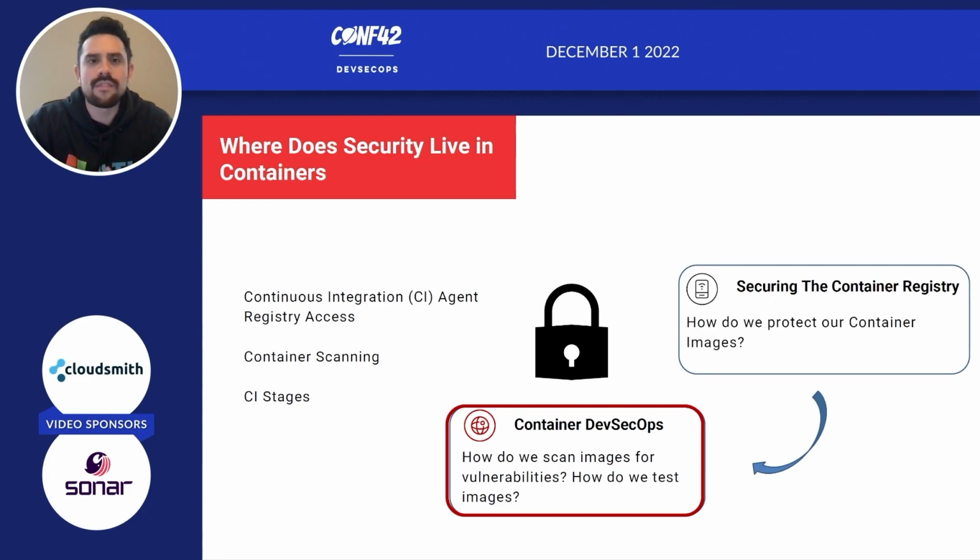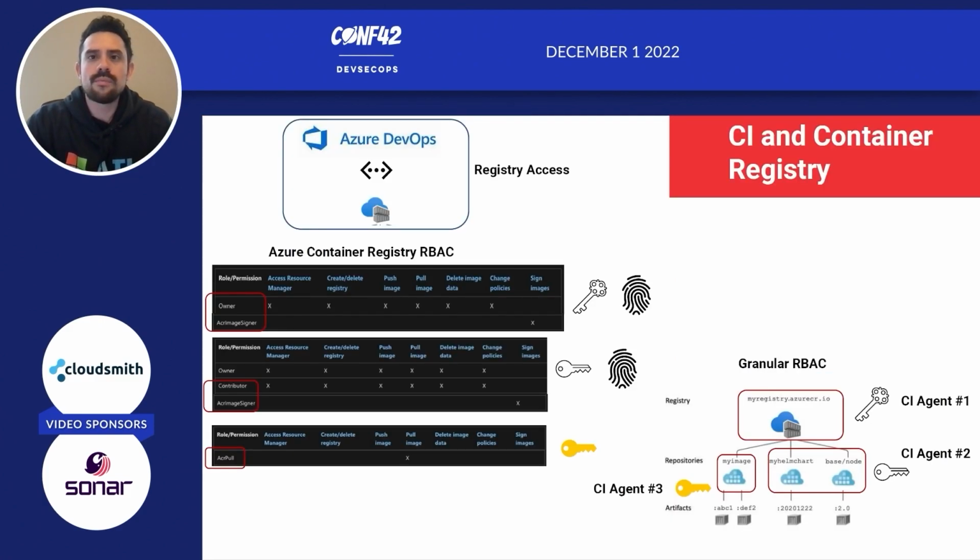And again, we're going to cover a few topics here, from ensuring that the CI agent can have access to the registry, to what is container scanning and the various CI stages. So first, when working with CI pipelines and container registries, it's important to first make sure that your CI solution, and in this case, in the image, I use Azure DevOps, has the ability to connect via the network to that container registry. That may involve making some security network changes on the firewall or security policies.